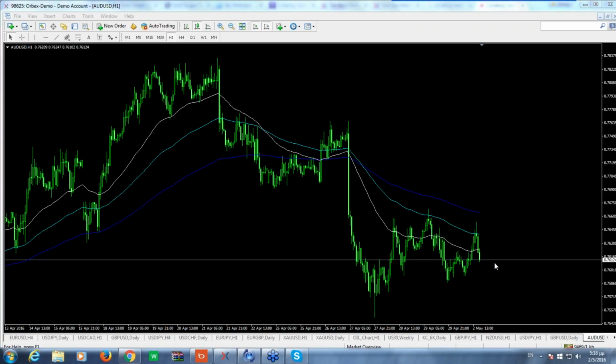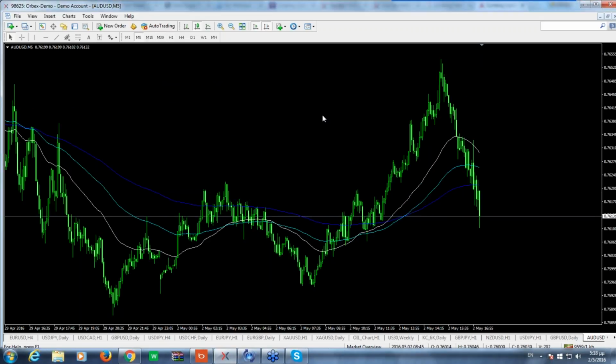Okay, so this is only the 1 hour chart. Let's look at the 5-minute chart to see what's going on now. So from the 5 minutes to the 1 hour chart, we're looking at more room to the downside. More strength to the downside, maybe something pulling it downwards.